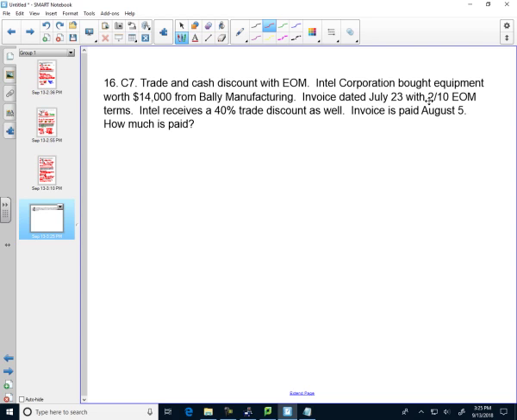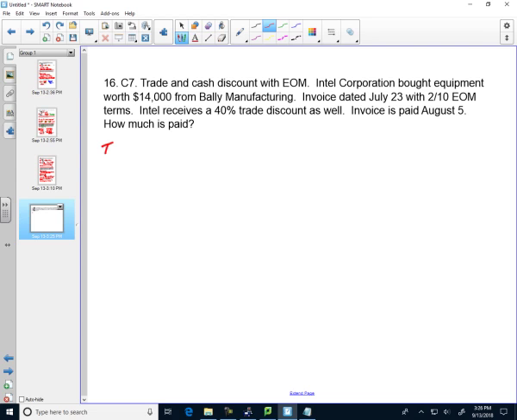Now, as soon as I read that end of month, July 23rd is before or after the 25th? It's before. So that's the part that we're going to apply, which basically means we get 2% if we pay by the 10th of the following month. Okay, so we already figured out what that means. Intel receives a 40% trade discount as well. Invoice is paid August 5th. How much is paid? So, first things first, what's the first thing you do? You always do the trade discount first.